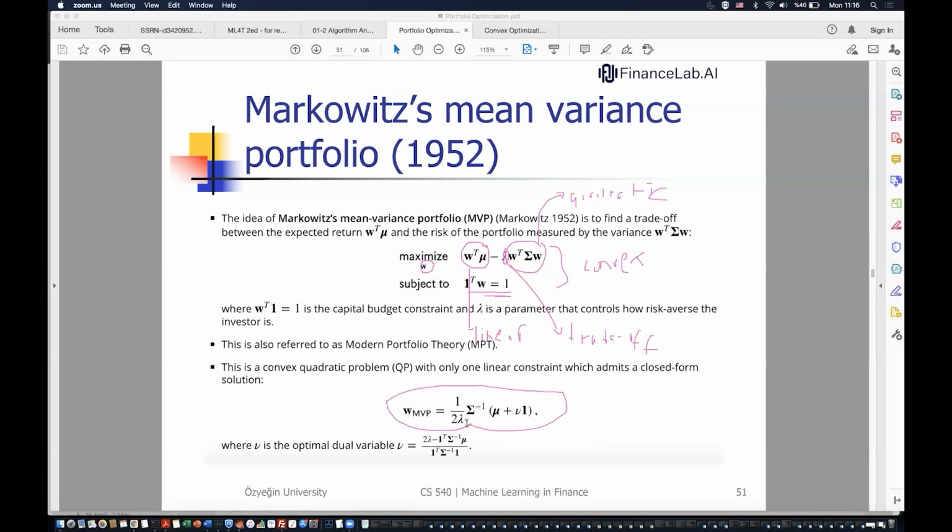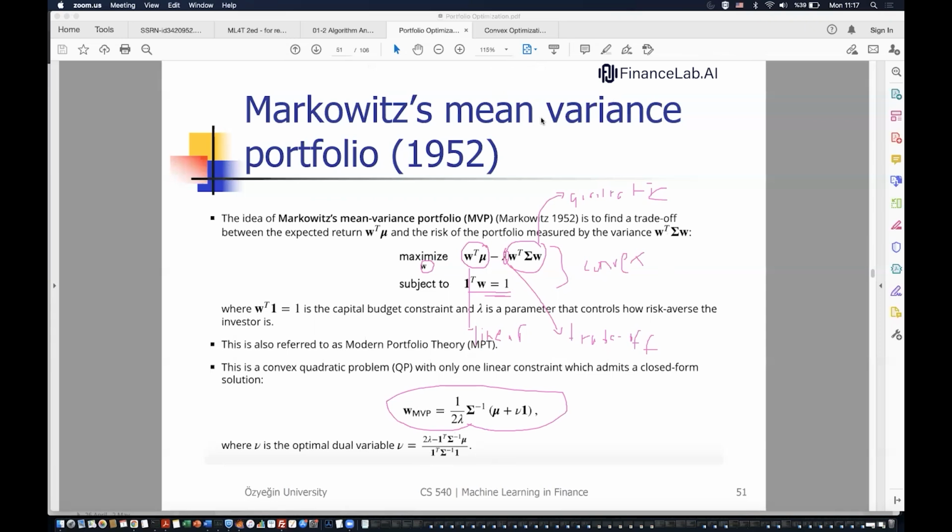So again, you don't need to memorize this. In an exam, probably this will be given to you, so you don't need to memorize any of them. But taking the derivative, we can prove that this is the optimal solution. Yes, there is a hand. Eren, you can ask a question.